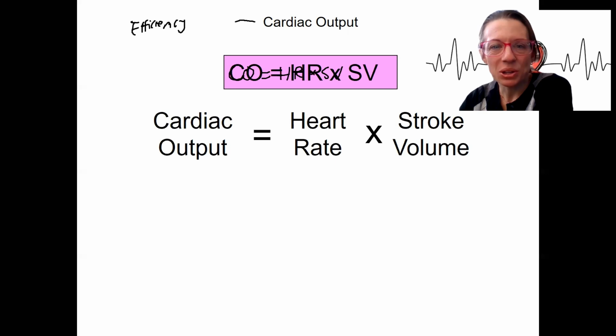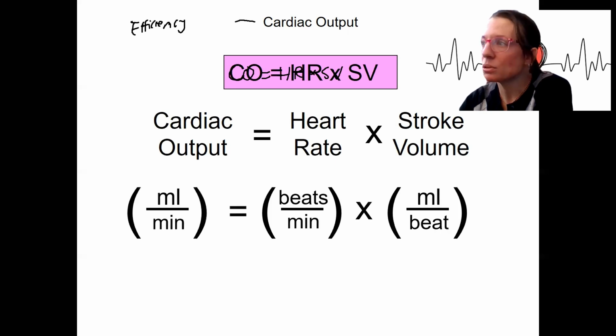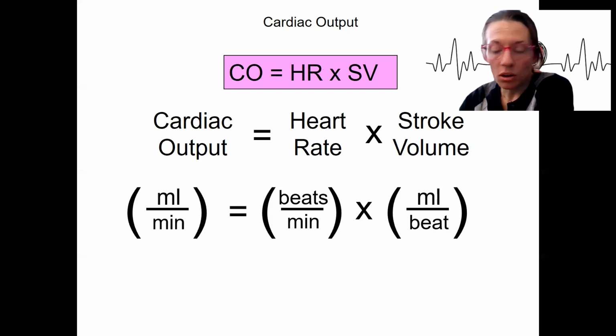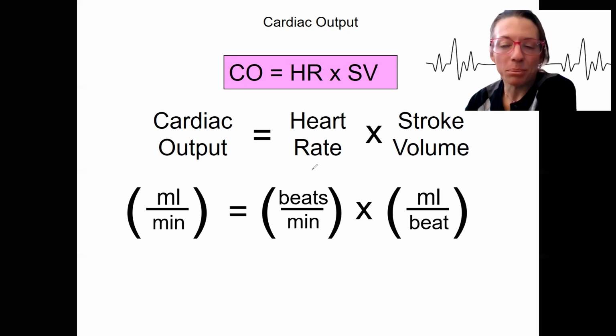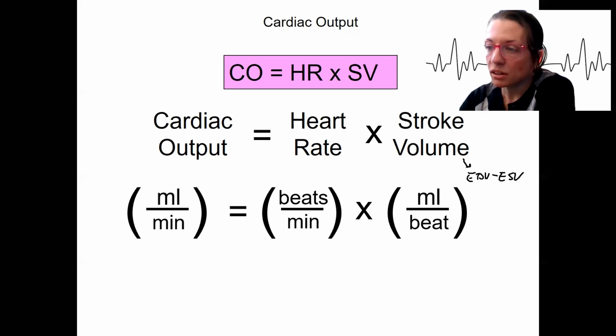Let's look at it. So cardiac output is in milliliters per minute. We are going to take into account heart rate in beats per minute multiplied by stroke volume in milliliters per beat. Remember, this one is our end diastolic volume minus our end systolic volume. And these beats are going to cancel out to give us milliliters per minute.